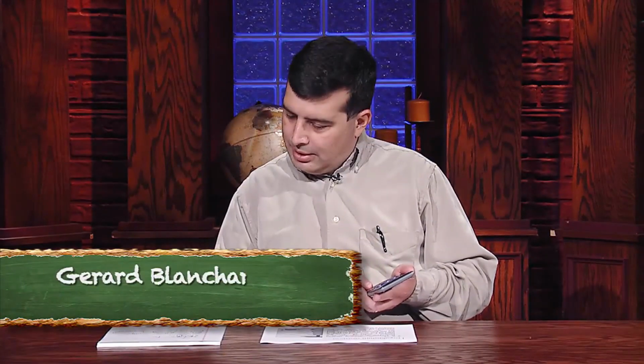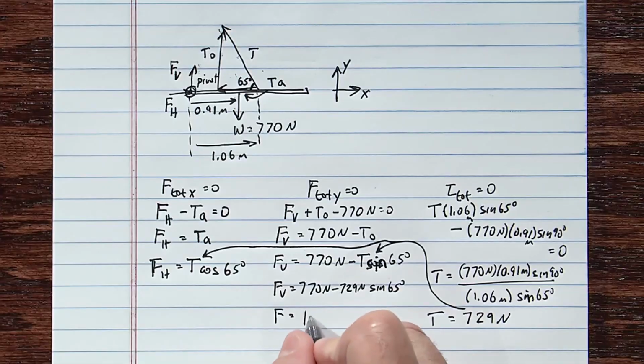770 minus 729 times sine of 65, which is 109 newtons.